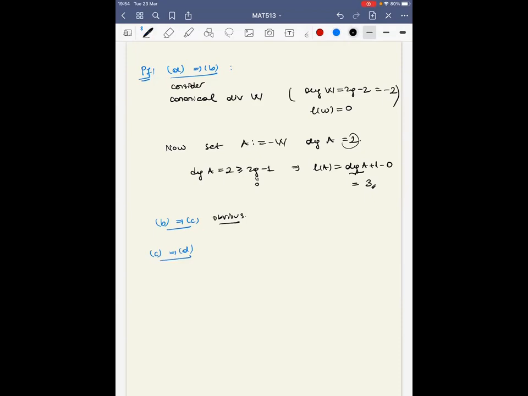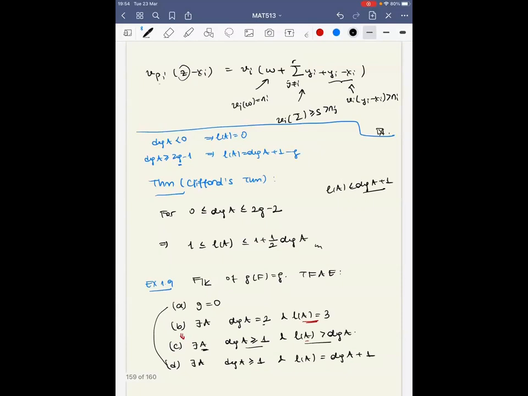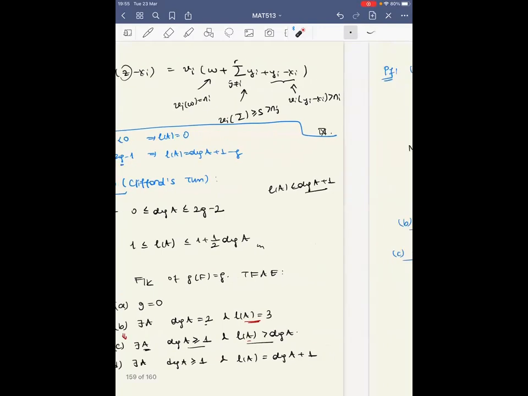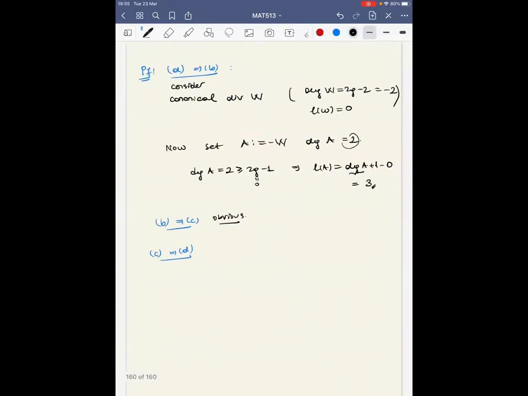To see that C implies D, suppose that there exists a divisor whose dimension and degree satisfy these inequalities. Then we want to see that its dimension is exactly equal to its degree plus 1. We have no information about the genus, so this is why we distinguish two cases. In the first case, we suppose that its degree is bigger than or equal to 2g minus 1.